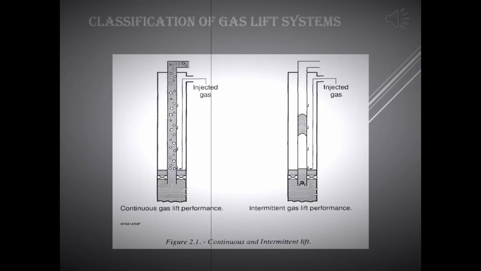Let us start with classification of gas lift systems. There are broadly two methods of gas lift. A. Continuous gas lift. And B. Intermittent gas lift. Continuous gas lift. In continuous gas lift, continuous volume of high-pressure gas is introduced into the tubing, to aerate or lighten the fluid column, until reduction of the bottom hole pressure allows a sufficient differential across the sand face, causing the well to produce at the desired rate of flow.